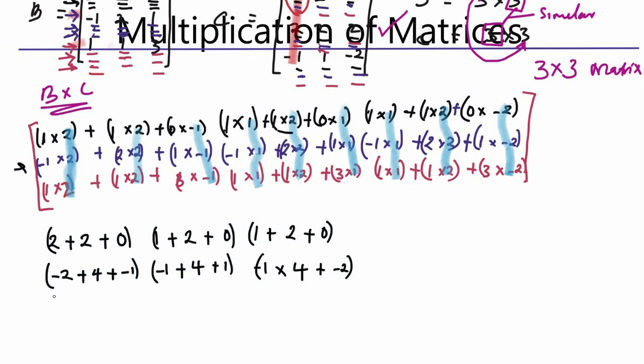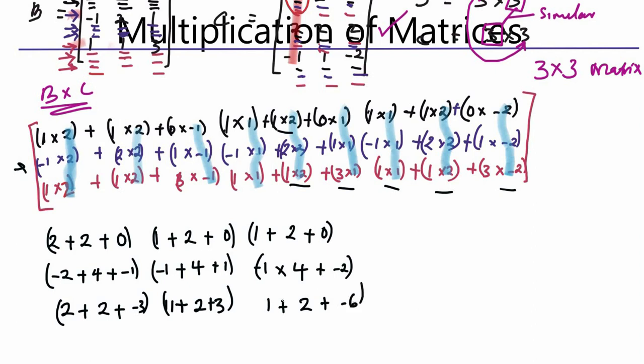Then we have 1 times 2, which is 2. We are adding it to 1 times 2, which is 2, and we are adding it to 3 times minus 1, which is minus 3. Then we have 1 times 1, which is 1. We add it to 1 times 2, which is 2, and 3 times 1, which is 3. Then lastly, we have 1 times 1, which is 1. We add 1 times 2, which is 2, and we add 3 times minus 2, which is minus 6.